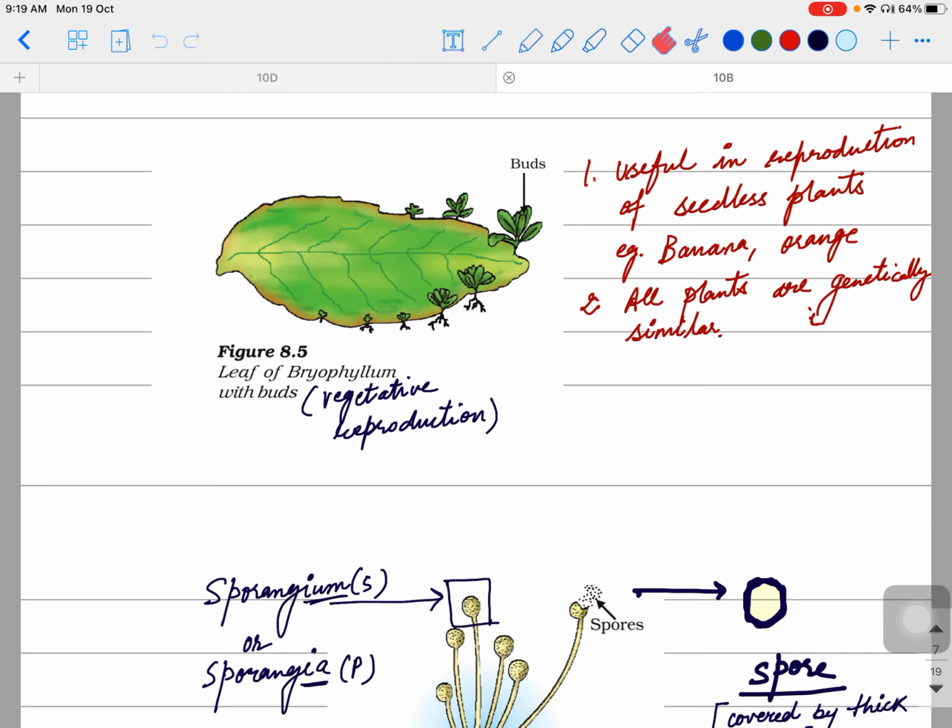then we can use this method because in the process of seed formation, which is the sexual method of reproduction done by plants, their meiosis takes place and gene combination changes. So all plants are not genetically similar if they are produced by sexual reproduction. But here, in case of vegetative reproduction, all plants are genetically similar. So it depends on the requirement whether we want genetically similar plants or dissimilar plants.